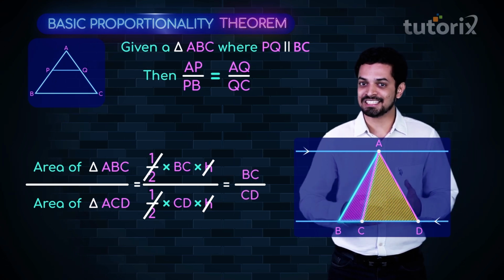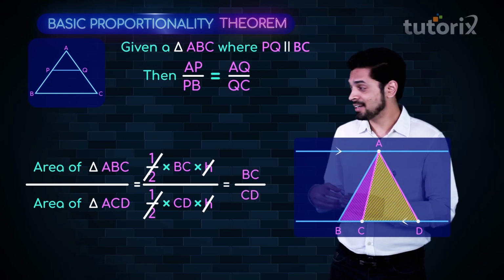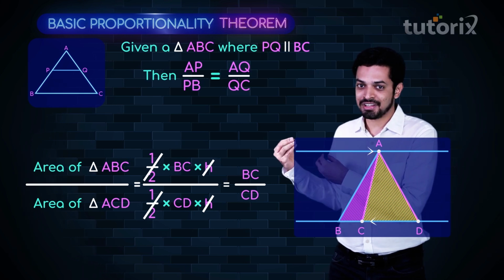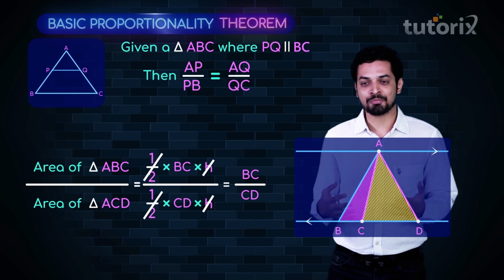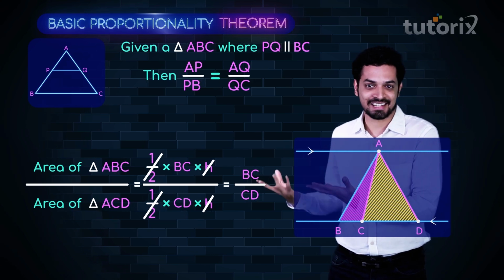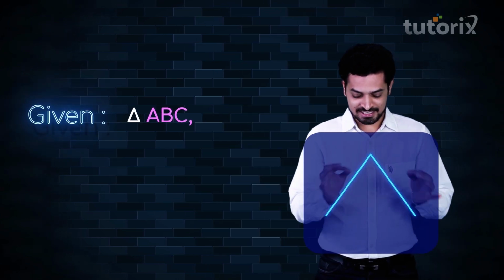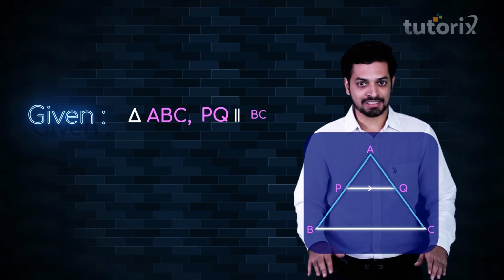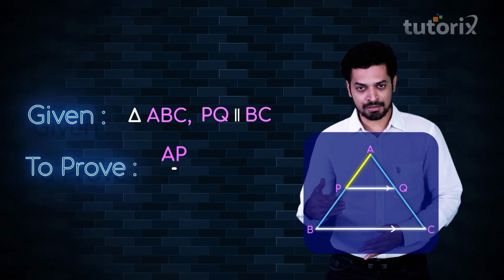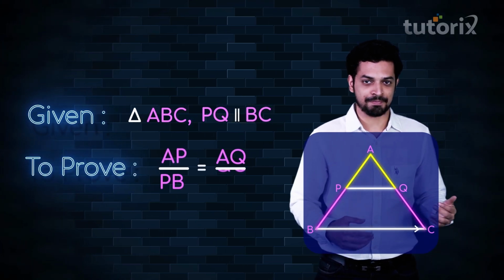So we will utilize this property and try to convert the ratio of lengths that we are supposed to prove in the theorem to a ratio of areas, and we'll try to prove this basic proportionality theorem. Now that we have formulated the basic idea, let us go ahead with the proof. Let us consider this triangle ABC. I have a line segment PQ that is parallel to BC, and we have to prove that AP by PB is equal to AQ by QC.